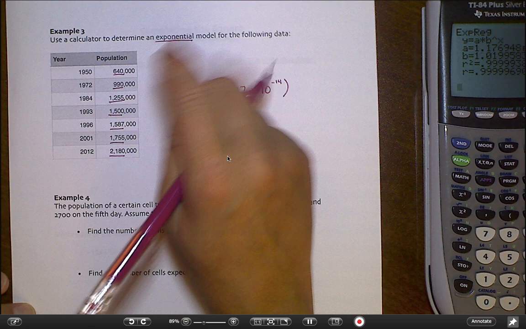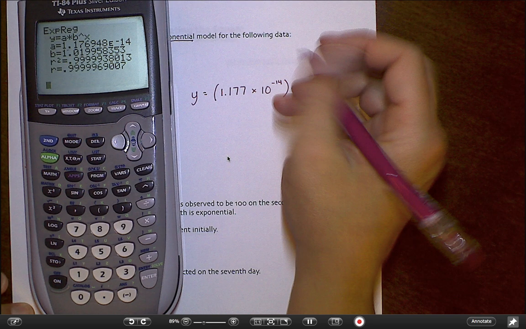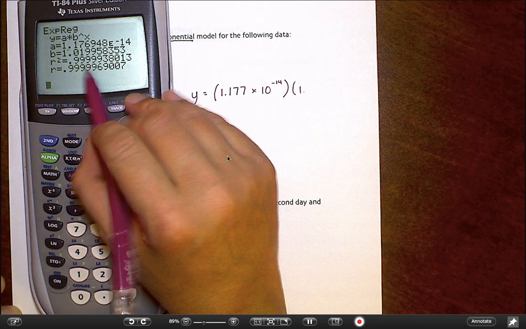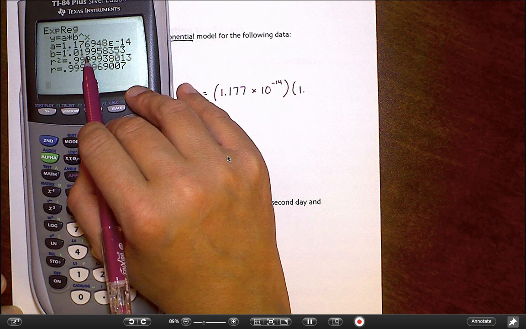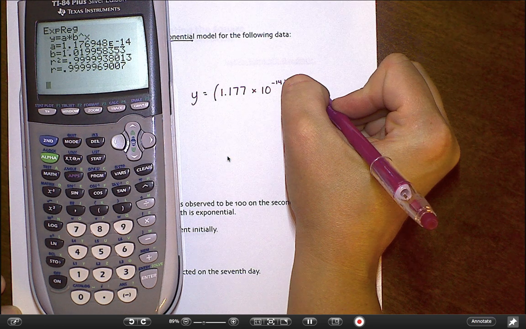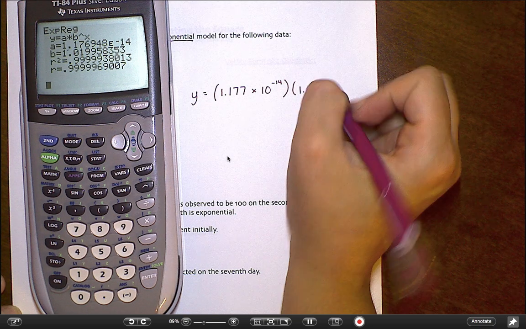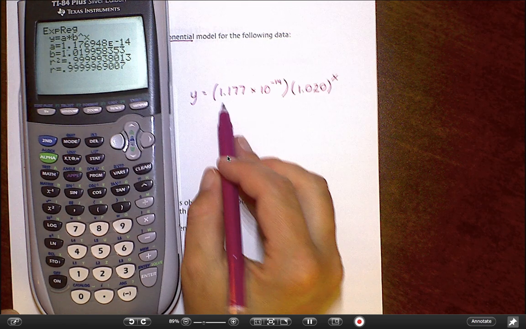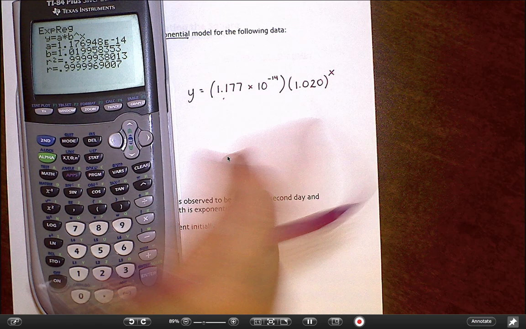Okay, and then my b value, it gives me as 1. Oh gosh, those 9s are screwing me up. I would probably normally go to 3 decimal places here, but I'm going to have to go 1.020 because of the way that thing's going to round. And then I would just go to the power of x. Okay, so here's a, b to the power of x.